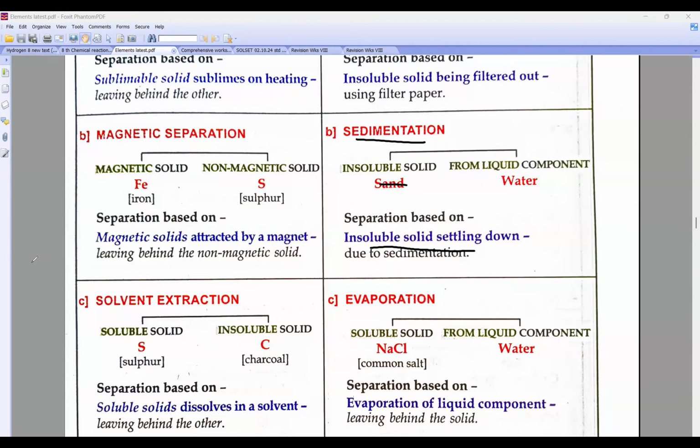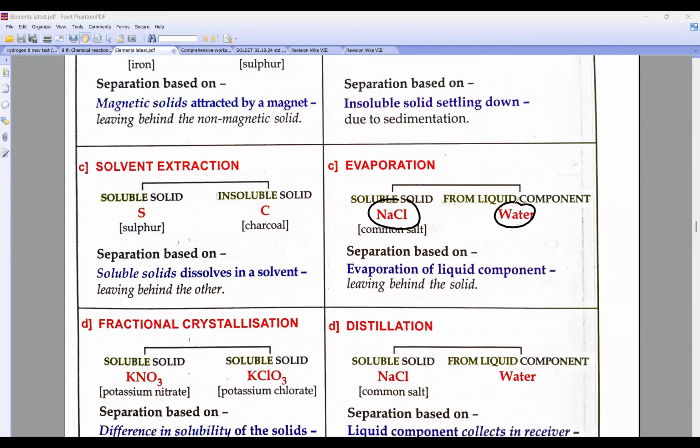Then if I give you salt in water, how to separate it? Take a glass, add salt, then take an evaporating dish and keep it in sunlight. What will happen? All water vapor will evaporate. What will remain behind in the dish? NaCl. NaCl in water can be separated by both evaporation as well as distillation.